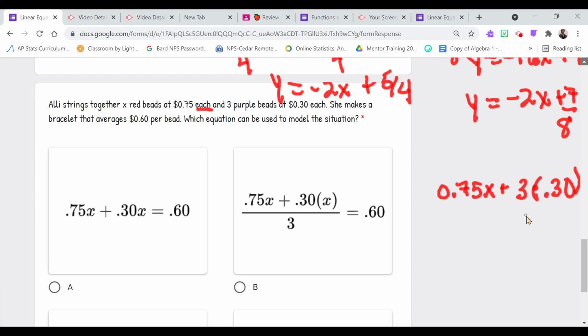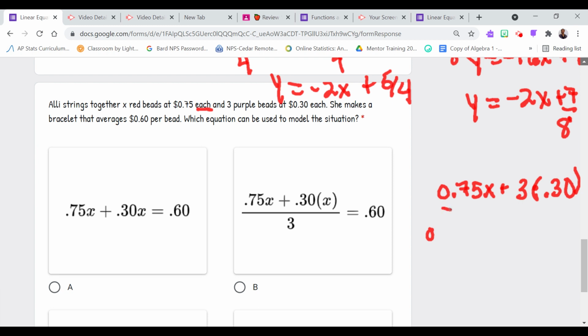She says she makes a bracelet that averages 60 cents per bead. So I have to think about how I calculate an average. Whenever you calculate an average, you get the total and you divide by the total number of items you added. So we know we're going to have 3 purple beads, x number of red beads. We don't know what that number is. So altogether, we're going to have x plus 3 beads. But this is how much it costs, right? This is our total cost. So our average is we have to take that total cost.